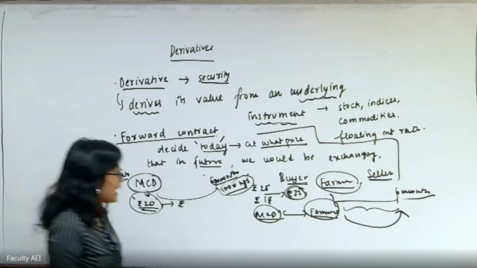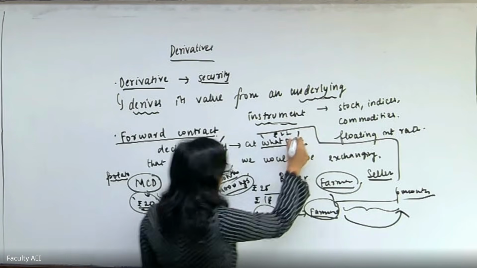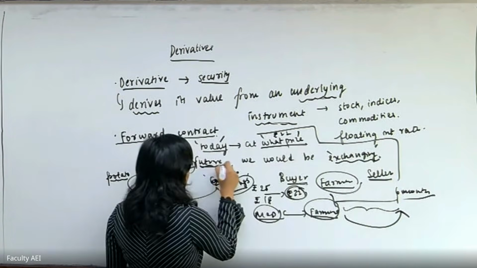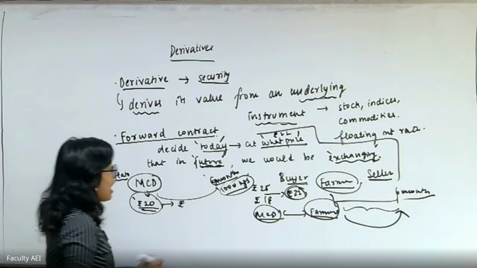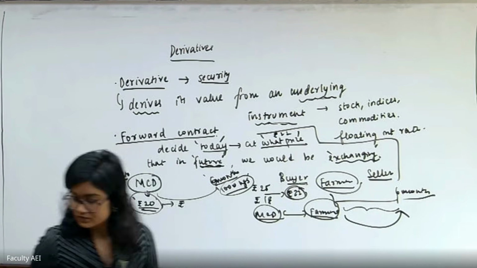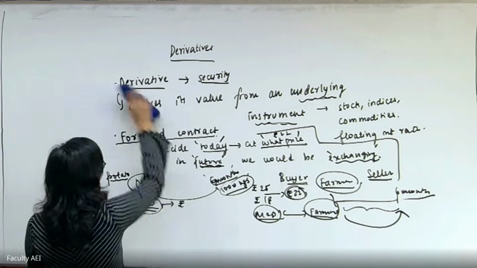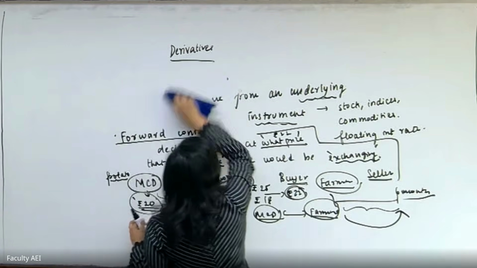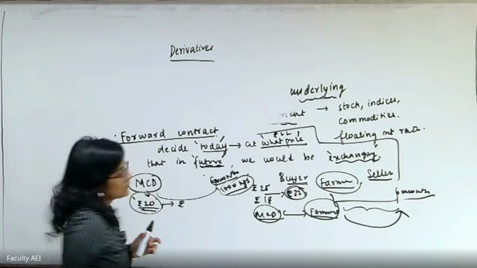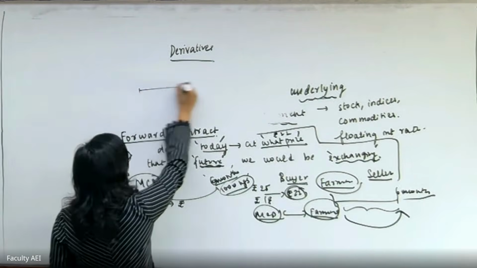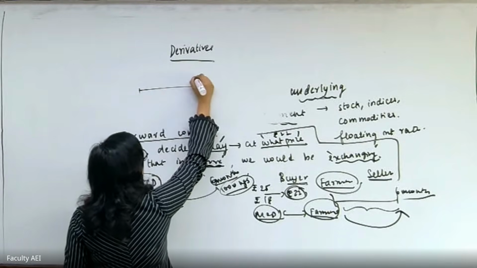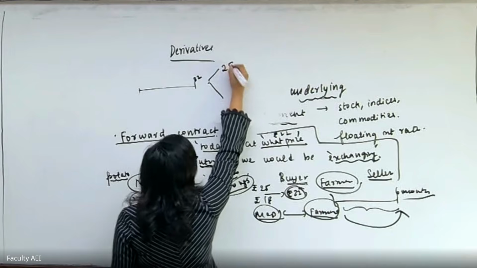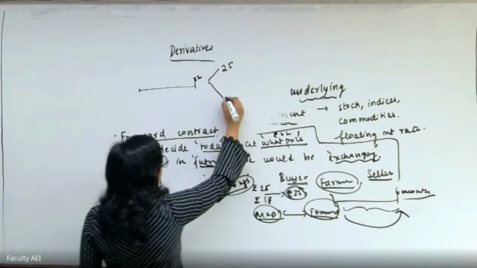Now, if McDonald's agrees to it, they would enter into a forward contract wherein they have decided today that at price rupees 22, they would be exchanging certain commodities in the future, that is after 6 months. Now, after 6 months, what can happen? They have locked in the price today at rupees 22.